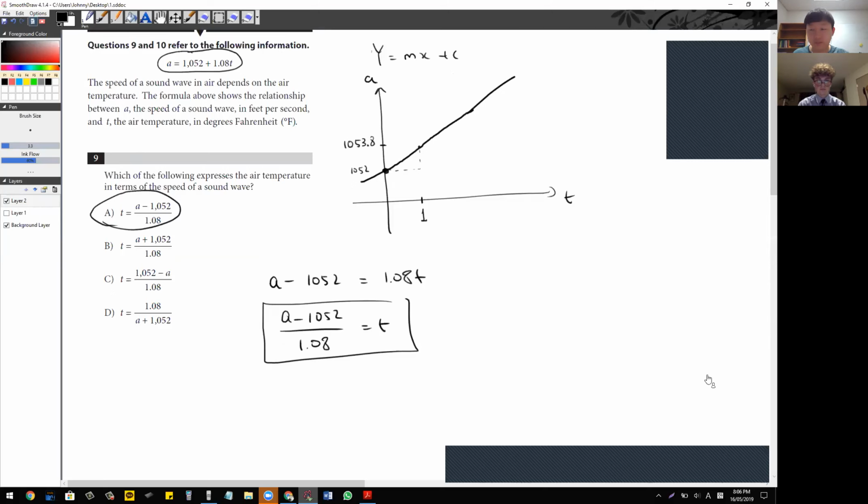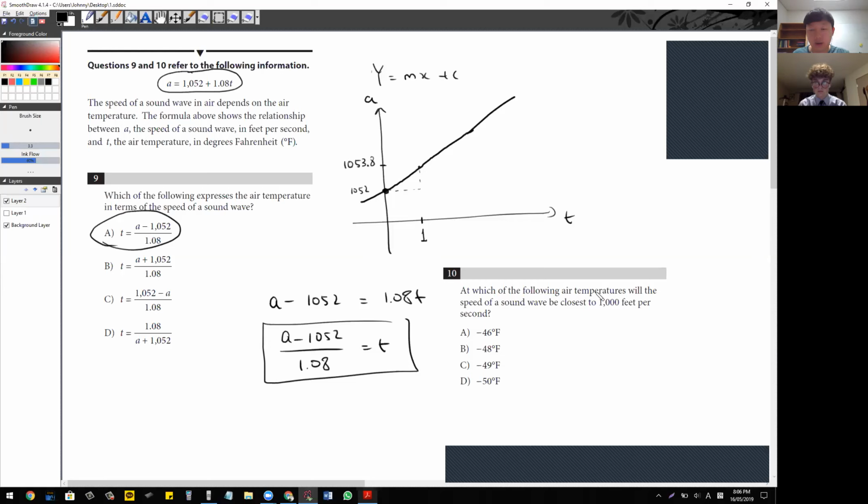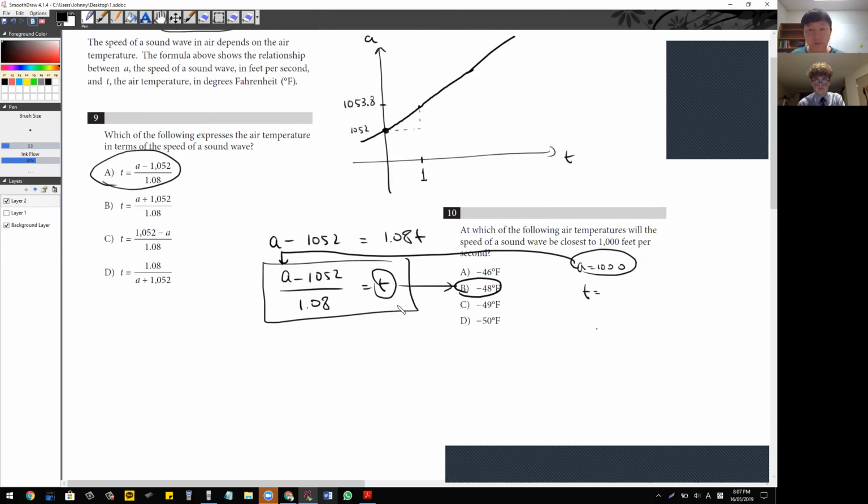Well done. Which of the following air temperatures will the speed of a sound wave be closest to 1,000 feet per second? What that means is that A is 1,000, and you want to figure out T. The answer is -48. You can just plug that number in here, then you get the temperature, and you will find that that's equal to about -48 Fahrenheit.